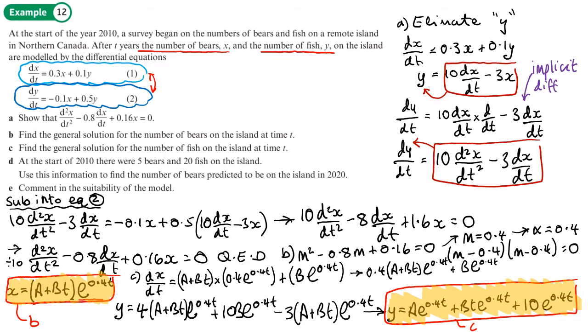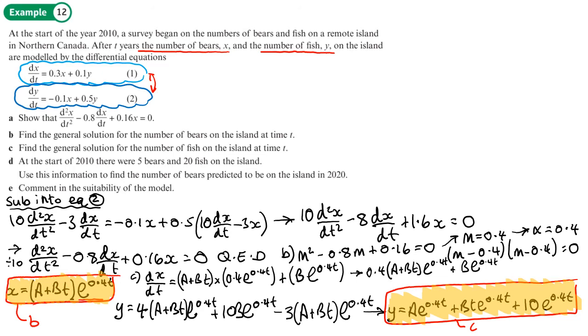At the start of 2010, there were 5 bears and 20 fish on one island. Use this information to find the number of bears predicted to be on the island in 2020. So let's make a little bit of space at the top so I can finish off D and then E. Right, so part C, we'll do that at the top here. We've got a bit more space. Oh, sorry, no, it's part D.